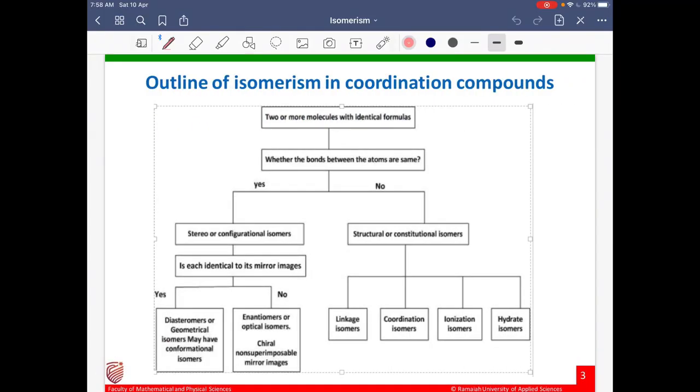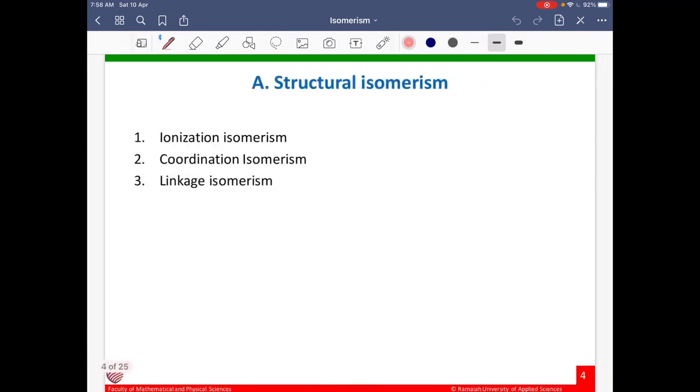An outline of isomerism in coordination compounds is shown here. We will discuss each type of isomerism in detail. We will start with structural isomerism. There are three types of structural isomerism that exist in coordination compounds. They are ionization isomerism, coordination isomerism, and linkage isomerism.